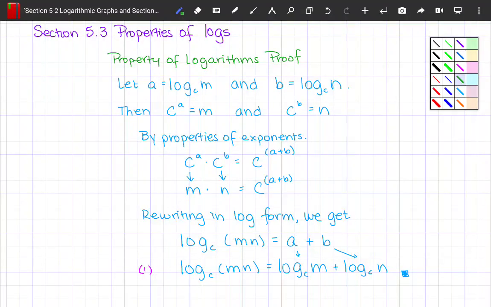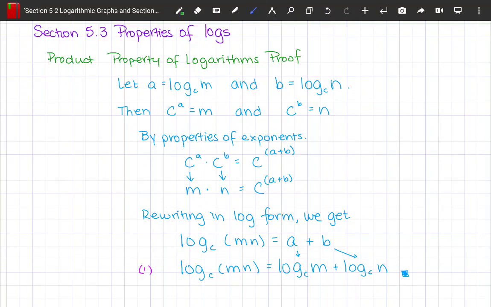I'm not going to test you on the names, so that's the good news. But yeah, that should be product. Okay, so the product property says if you have a product inside a log, then you can expand it into 2 separate logs using addition. And let's see why.